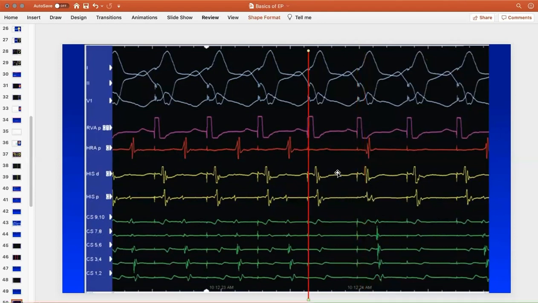So let's talk about it. Is this A, okay? Yeah. Is this A or V? This is V. Exactly. So if you see it here, that's the V when you have no A. This is V. And this is probably your A. So let's draw a line. Where is your earliest A? Earliest A in the HIS. No, wait. The earliest A in the coronary sinus.